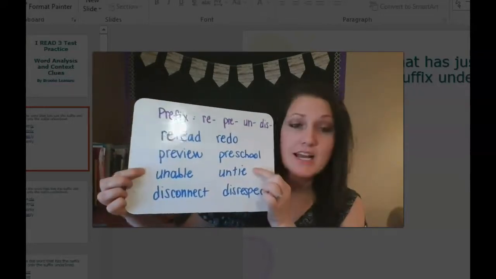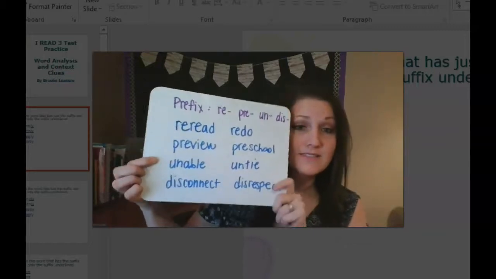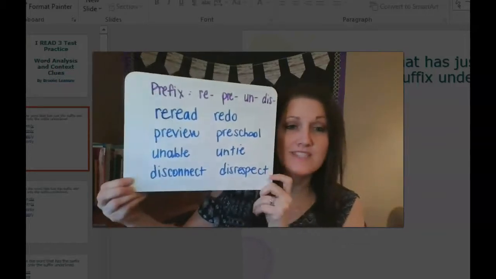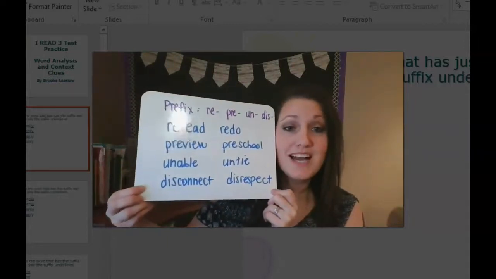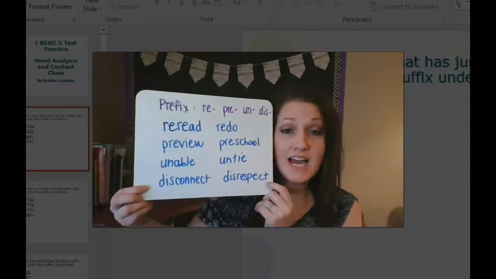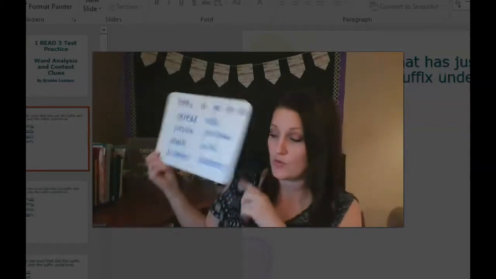Unable, untie. So un means not able, and not tied, or opposite. And then we have disconnect, disrespect. Dis means not, so not connected and not respected. All right, so those are our prefixes. We add them on to the beginning of a root word.